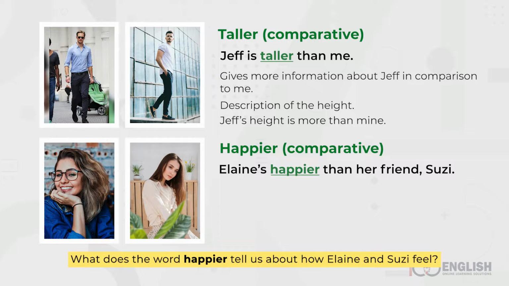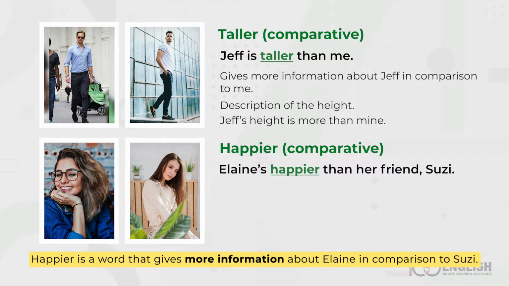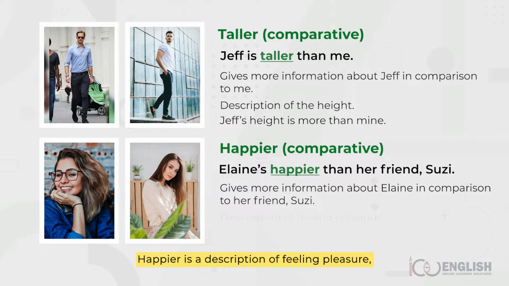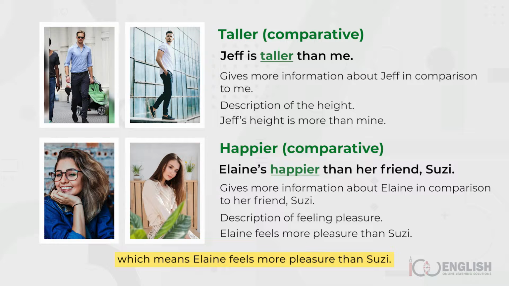What does the word happier tell us about how Elaine and Susie feel? Happier is a word that gives more information about Elaine in comparison to Susie. Happier is a description of feeling pleasure, which means Elaine feels more pleasure than Susie.